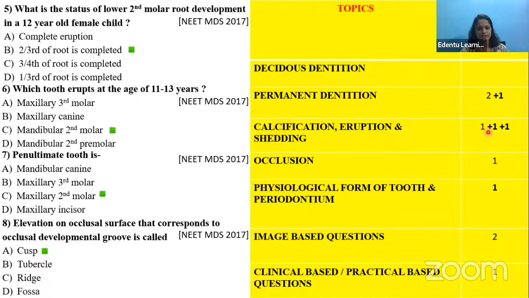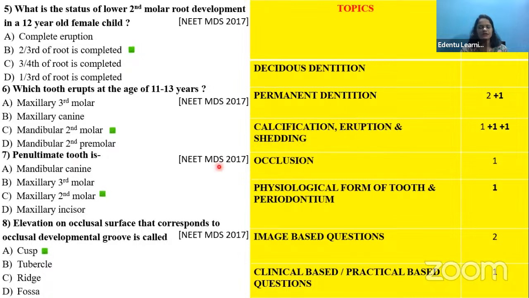Calcification, eruption, and shedding. So it belongs to here. Penultimate tooth is... Penultimate means the tooth that is formed before the last erupted tooth. Okay, that is called the penultimate tooth. So the penultimate tooth is usually the maxillary second molar.